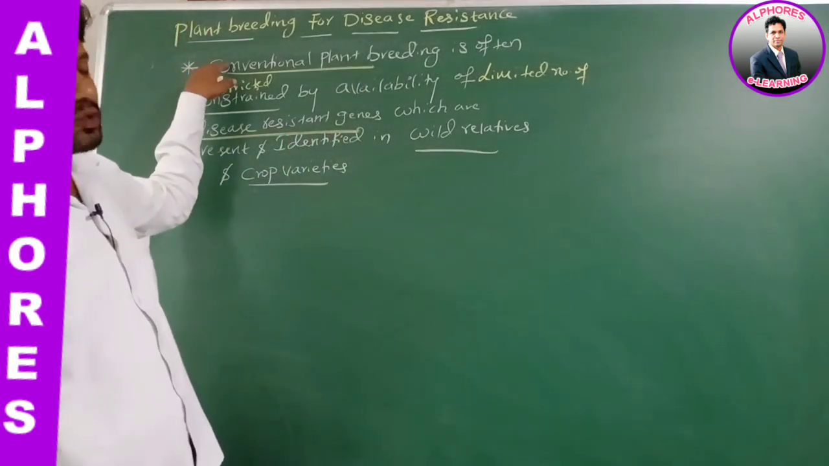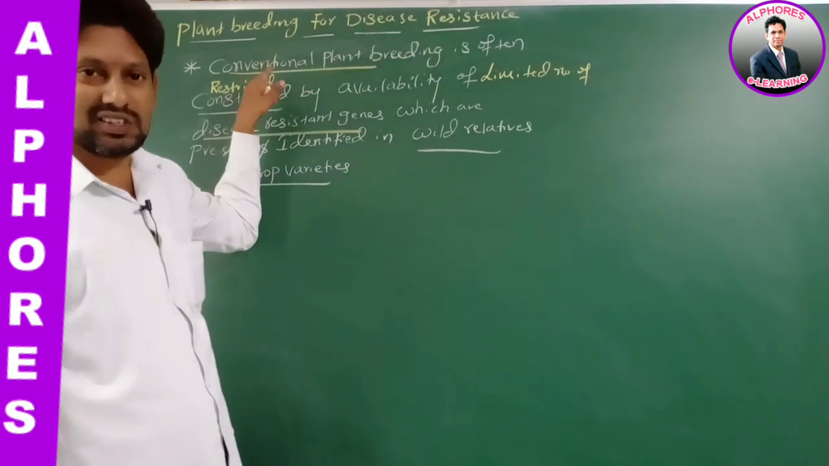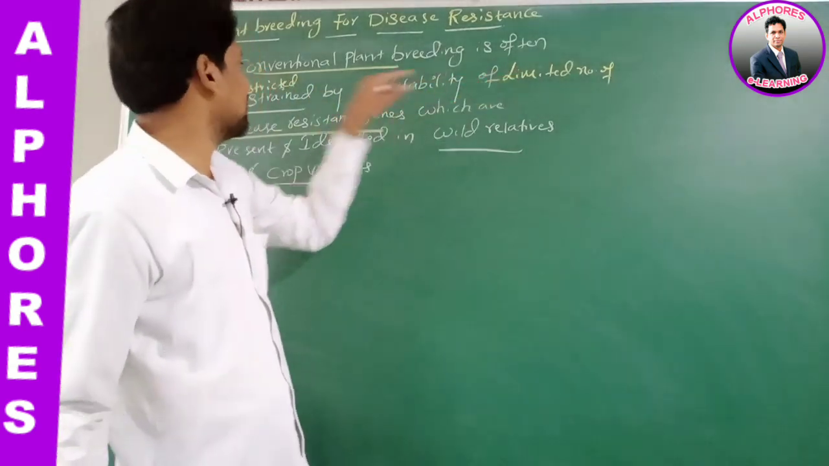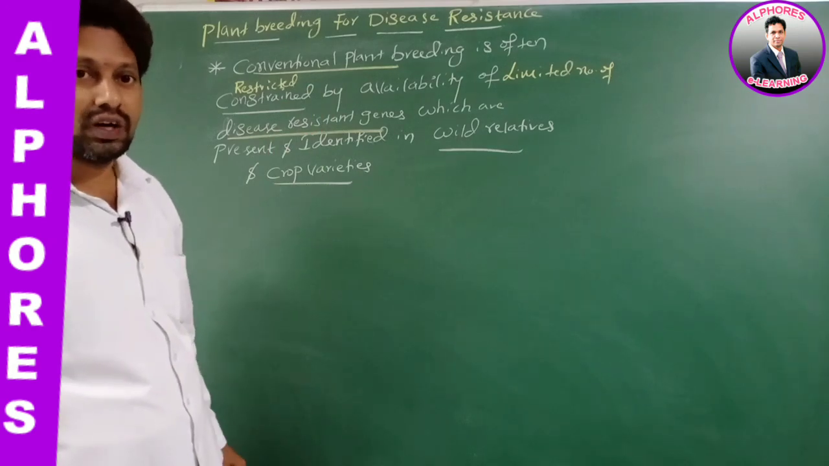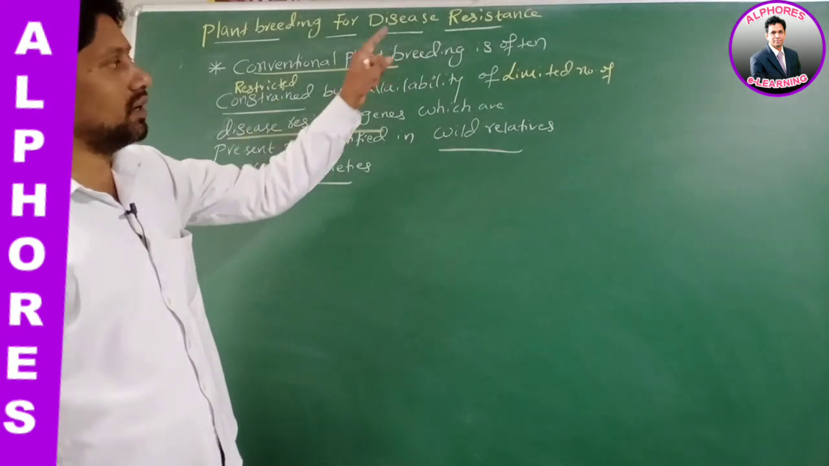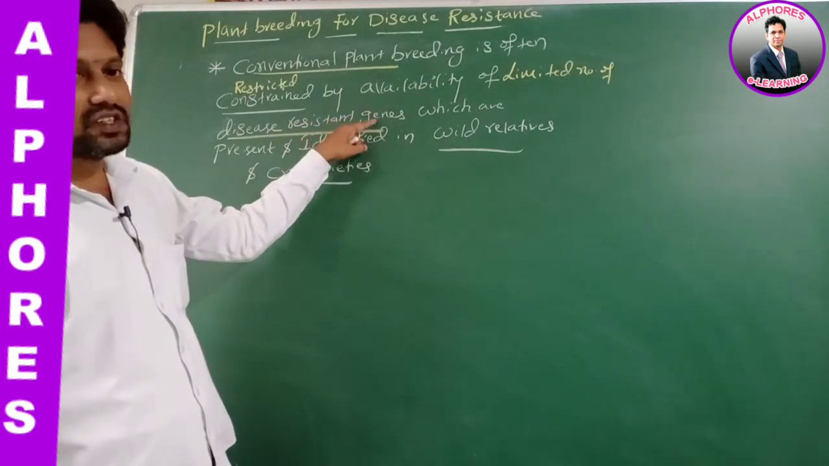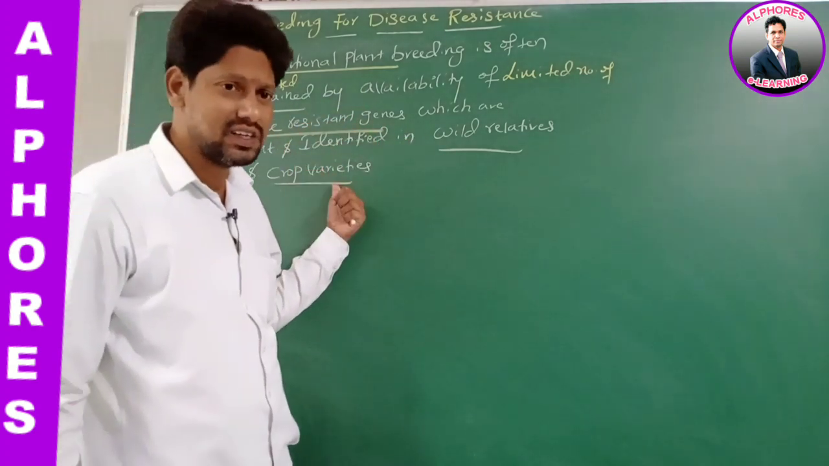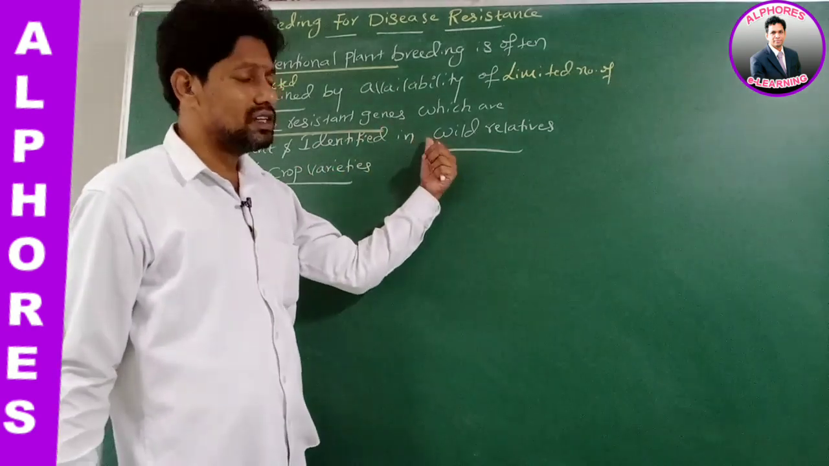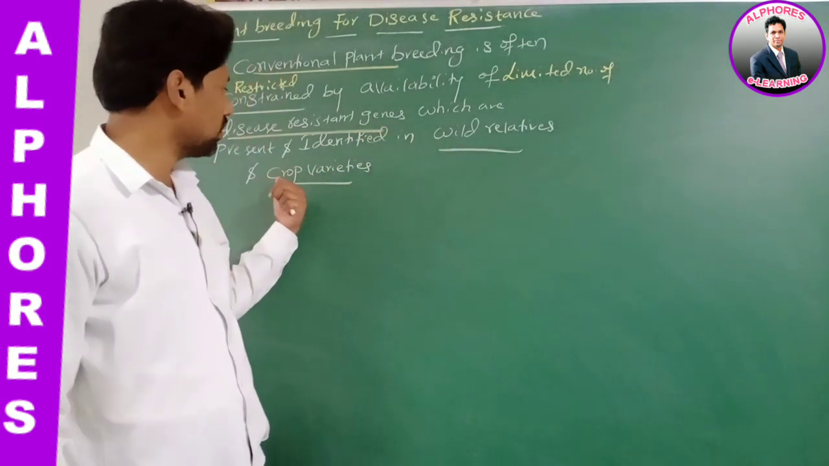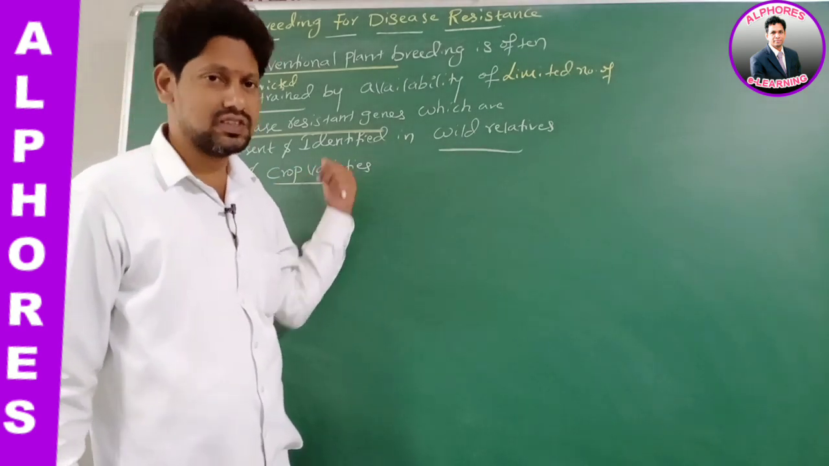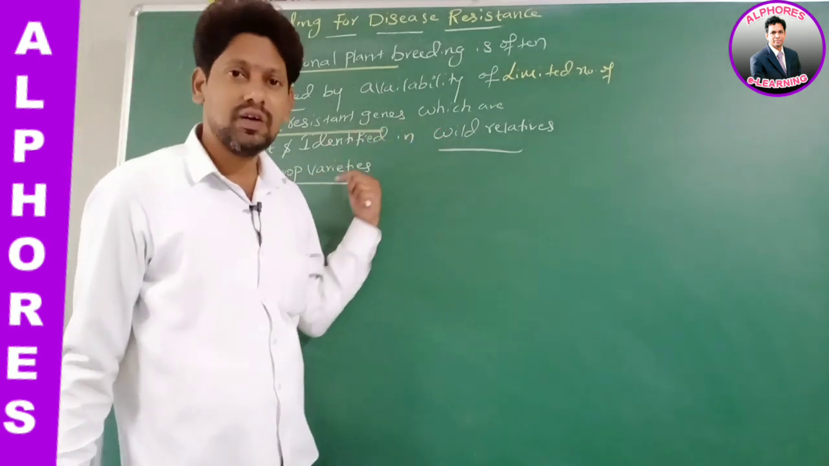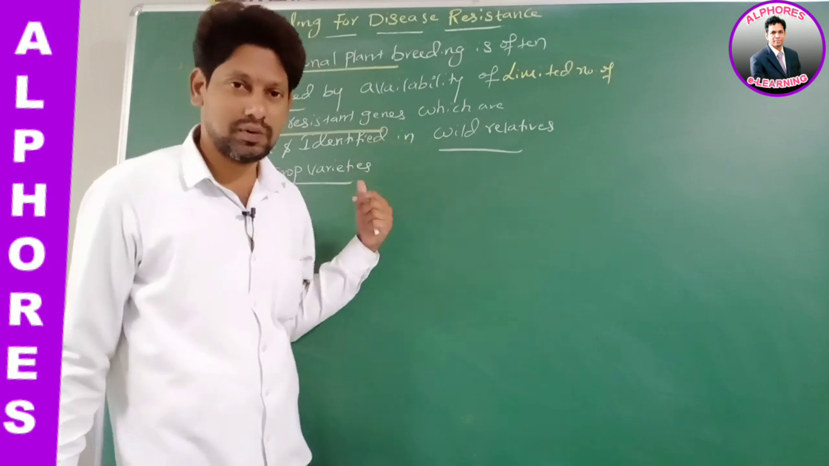Therefore, conventional plant breeding is often constrained, restricted, limited, stopped by what? Availability of a limited number of disease resistant genes. What is in limited number? Disease resistant genes. Where are we going to see these disease resistant genes? In wild varieties, what are our wild varieties? Nothing but wild relatives, and what more? Crop varieties. Therefore, disease resistant genes are seen in crop varieties and wild relatives. Is the statement okay?